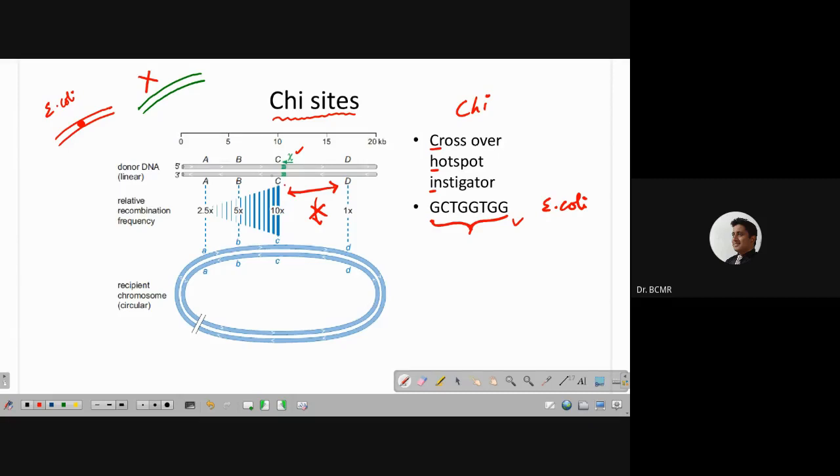But what I want you to understand at this stage is that chi is the crossover hotspot instigator. It's a sequence of DNA that is well distributed within the genome of E. coli. It is useful for distinguishing which DNA is coming from E. coli and which is not.